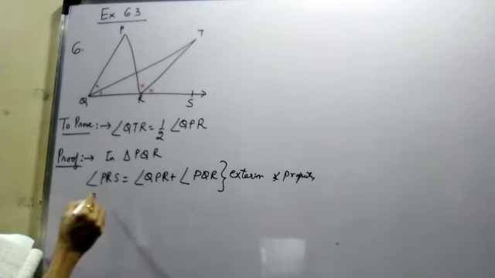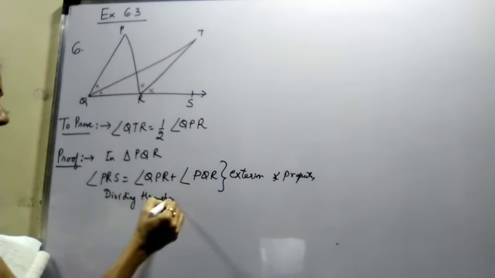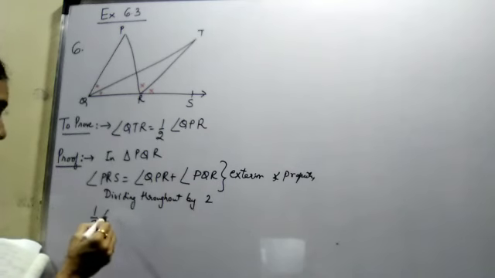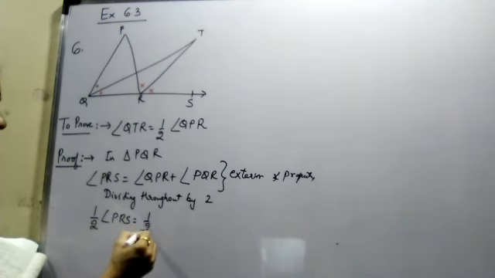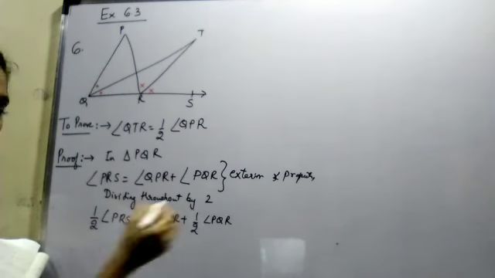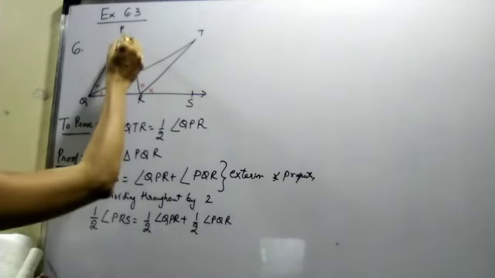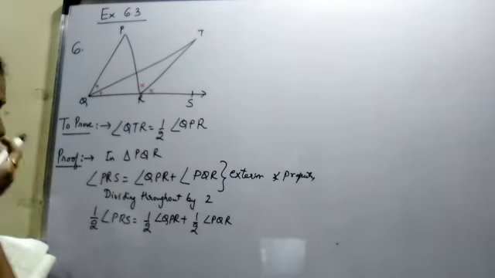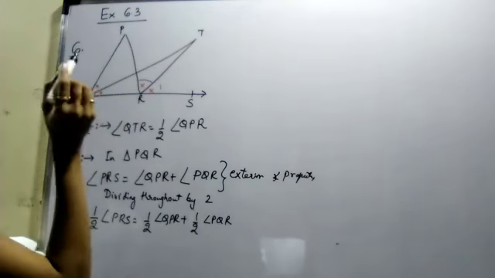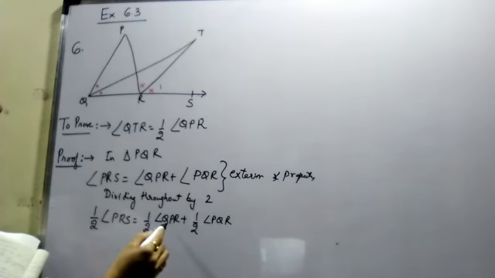Now here, if I take half of it, dividing throughout by 2. If I divide throughout by 2, what I will get? Half of angle PRS is equal to half of angle QPR plus half of angle PQR. All are half of. Now carefully observe. PRS, half of PRS, okay, half is this angle. Or I can take it as this angle also. And I want, so I am just keeping it right now like this only.